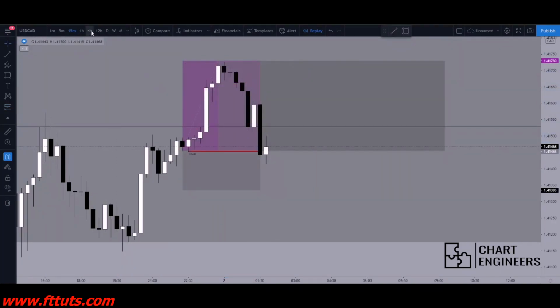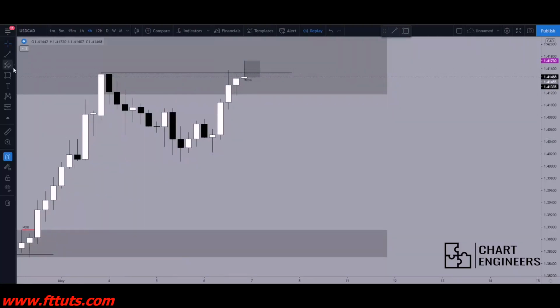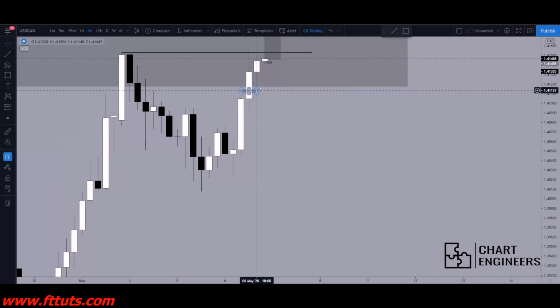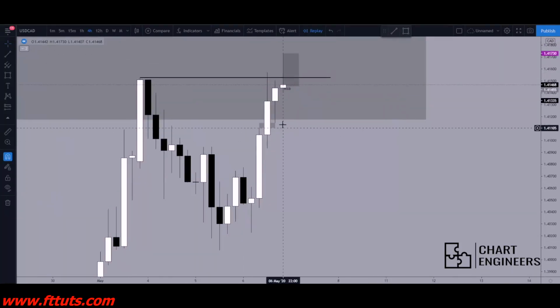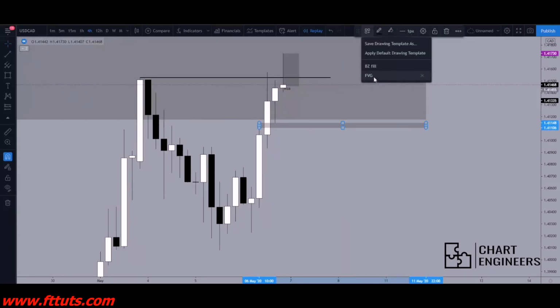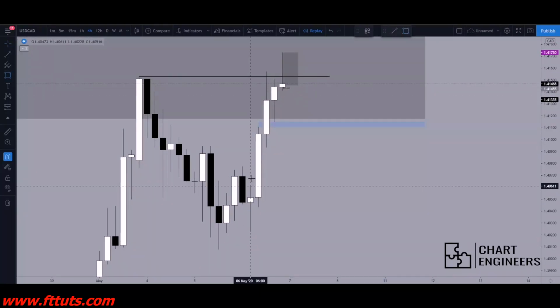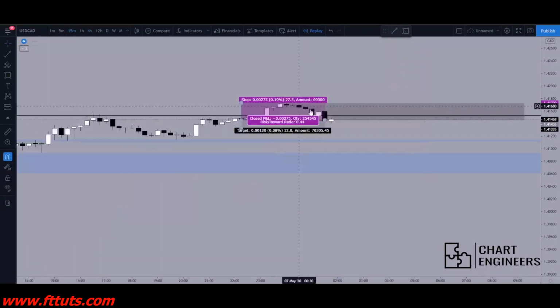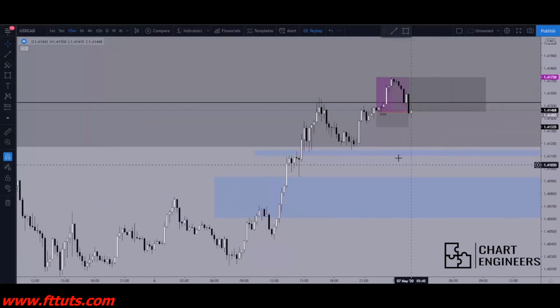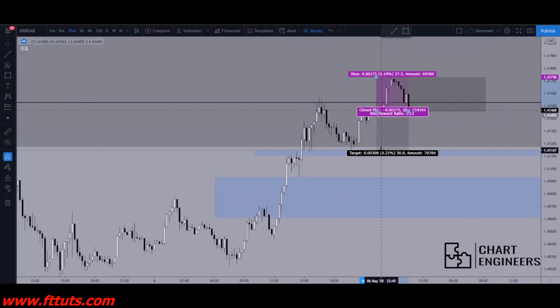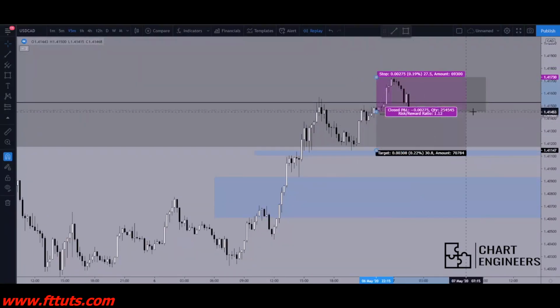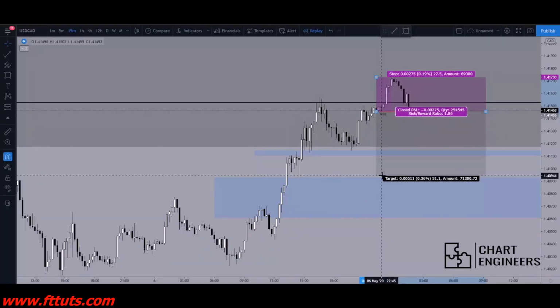drag that up, and then what potential targets can we have? Okay, so I have this small fair value gap here. If I just drag that across, this would be the first target, and then this here would be our second target. And then on the 15-minute, what kind of risk to reward is this going to be offering us? So here it's going to be just over 1R, and then the second target is going to be about 2R.